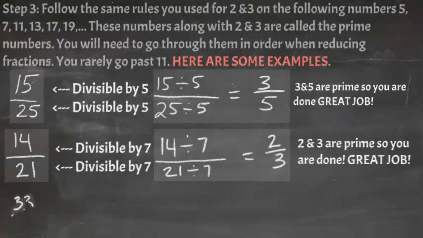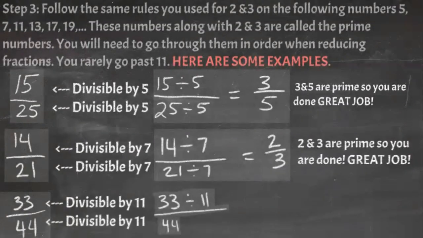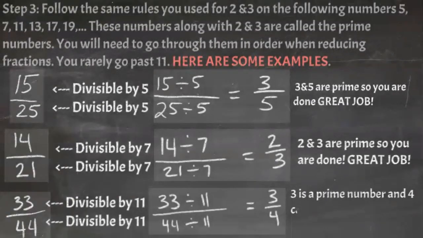And then the last one is 33 over 44. So since I see repeating numbers, I'm going to try 11. Divisible by 11 and divisible by 11. I get 33 divided by 11 over 44 divided by 11. And I get 3 over 4. 3 is a prime number, and 4 can't be divided by 3, so you are done. Great job.